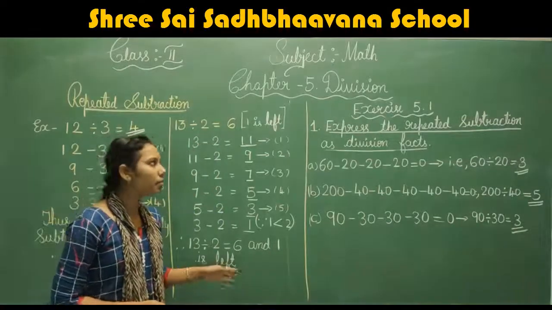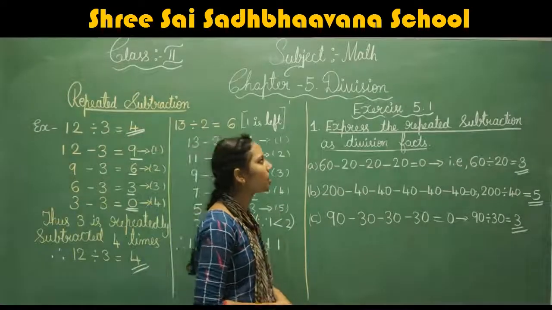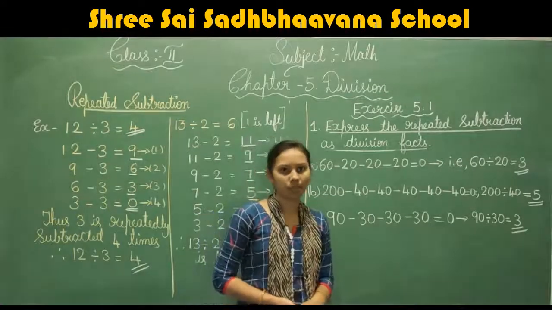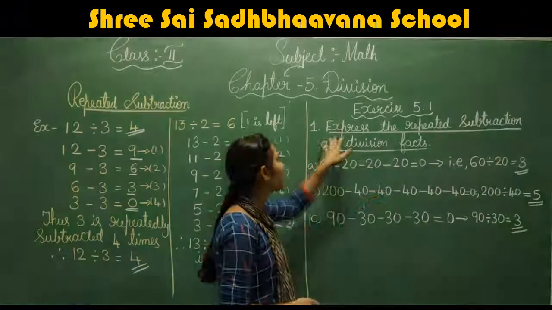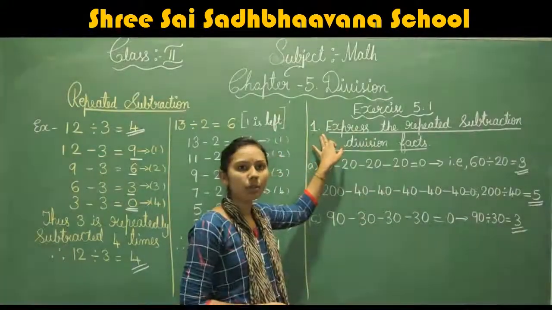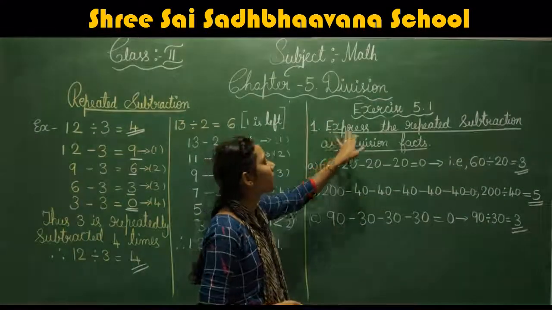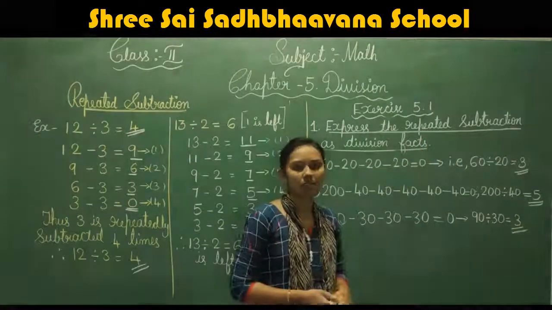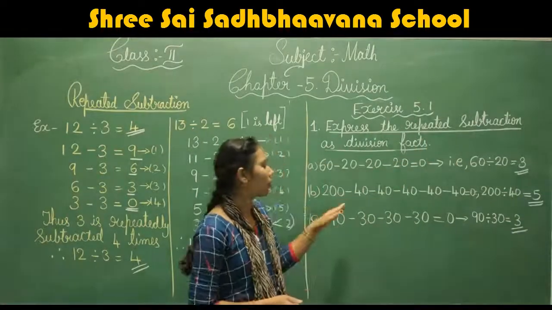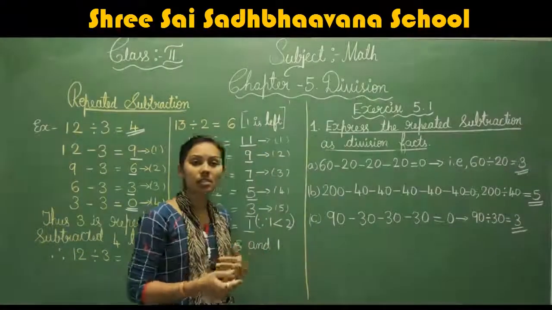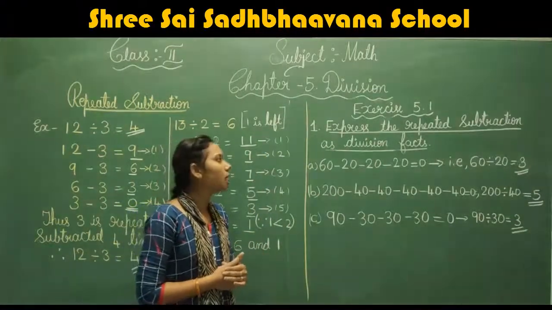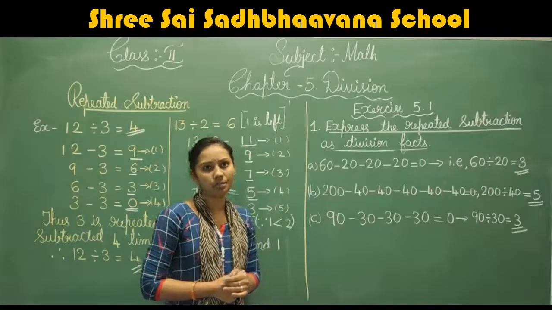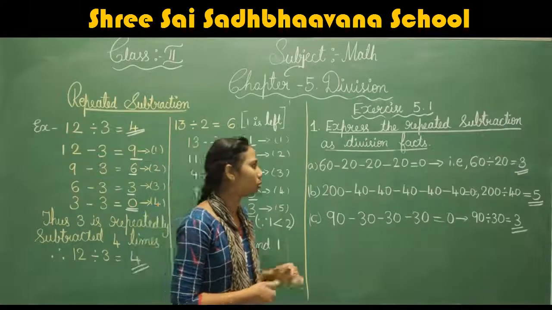Understood, children? Now we will go for exercise 5.1. Okay? The first question in your 5.1 exercise is to express the repeated subtraction as a division fact. We will see how to do this.